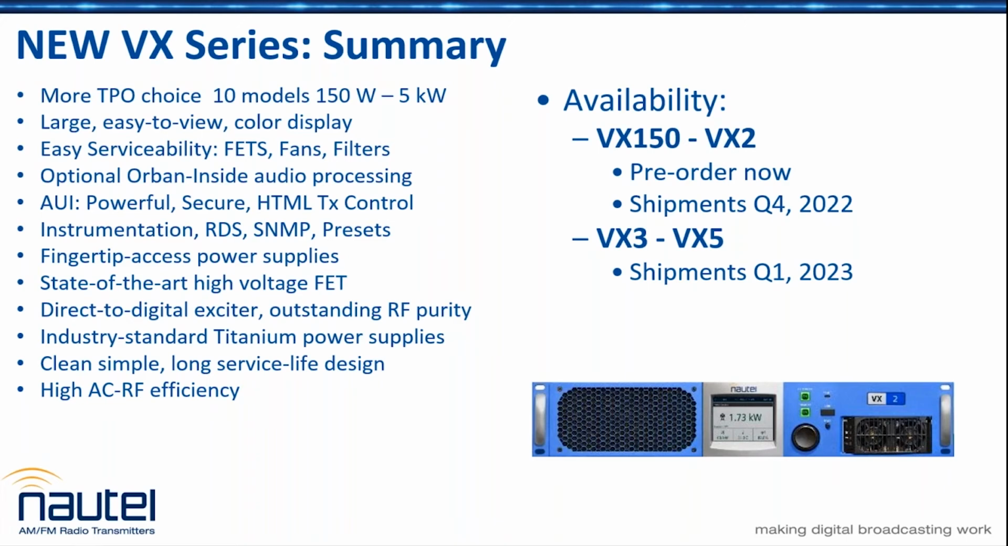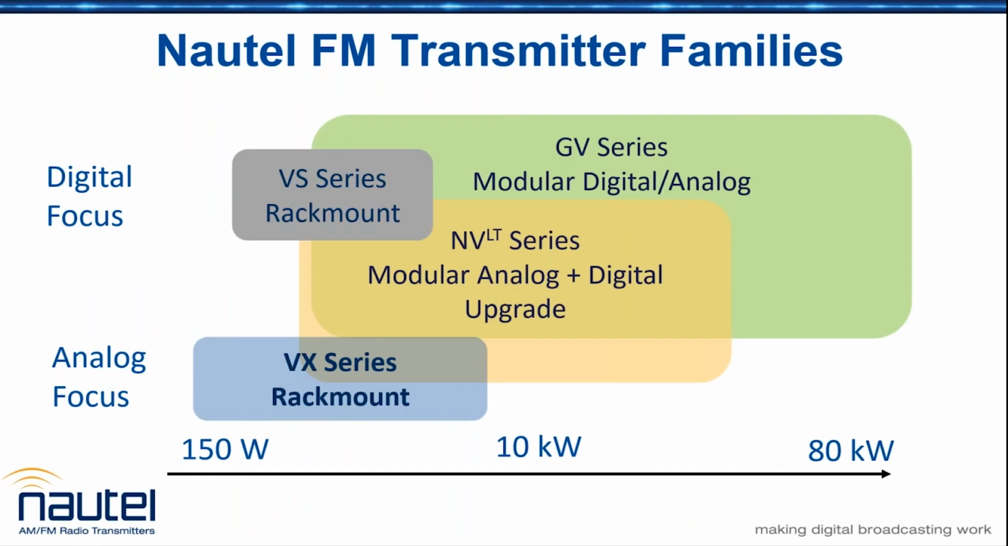And then to give you a sense of fit with the families that we have, the whole Nautel suite of FM families, this illustrates. If you look across-wise, you've got the digital focus in the upper range, a swim lane if you like, and then the analog focus along the bottom. The digital focus, the VS series, still services that HD need. Then we've got MV Lite and GV that also support HD and of course analog. And down at the bottom, we've got our VX series, which takes you up to 5 kilowatts, focused on analog.